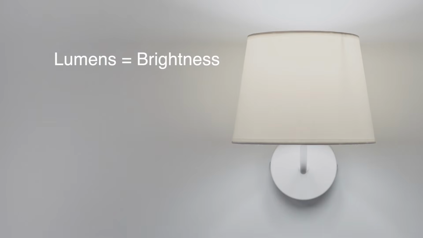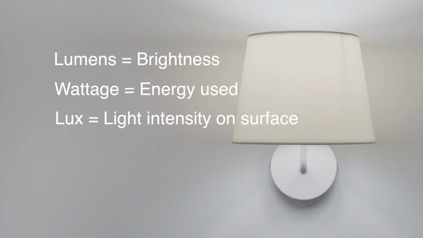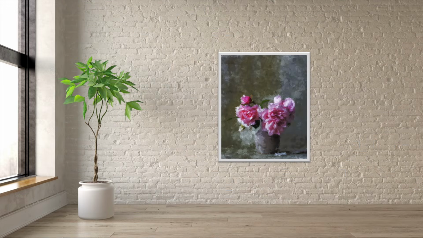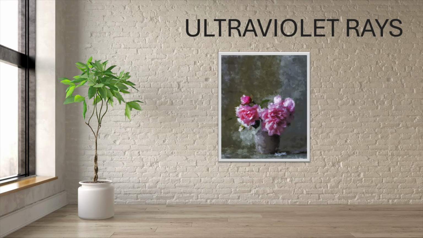So, lumens is the light's brightness, wattage is the energy used to create that brightness, and lux is how intense the light is upon a surface. Light also has color temperature, and the accuracy of those colors is impacted by the CRI level. We also have to concern ourselves with ultraviolet rays. Now bear with me. This all creates a foundation for our discussion on light bulbs when we get to it.